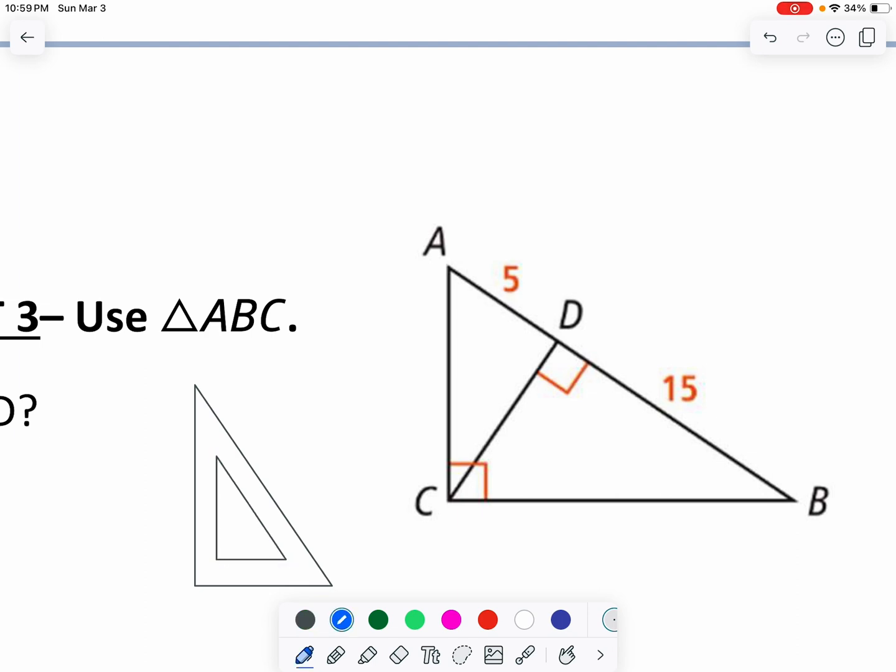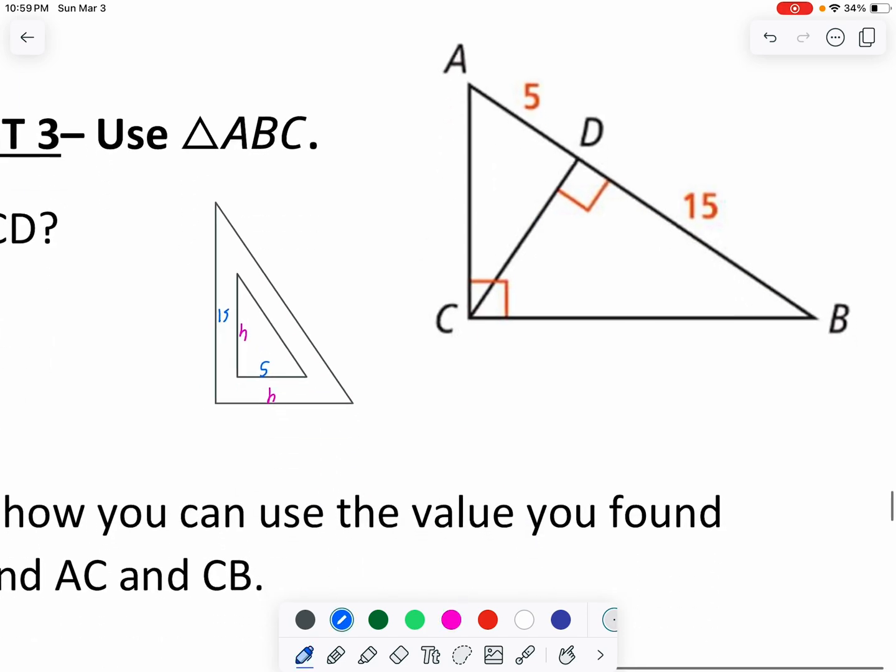And then if I look at the small one, the small leg is 5, and the large leg for the big one is 15. Okay, and what about the long legs for the medium one and the long leg for the small one? Long leg for the medium one is unknown. It's h. And the short leg for the medium one is also h. So this allows me to create this ratio. If I go from small to large, I'd be like h divided by 15. Notice how they're right there. And that equals 5 divided by h.